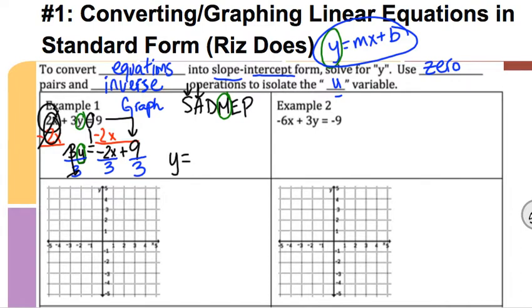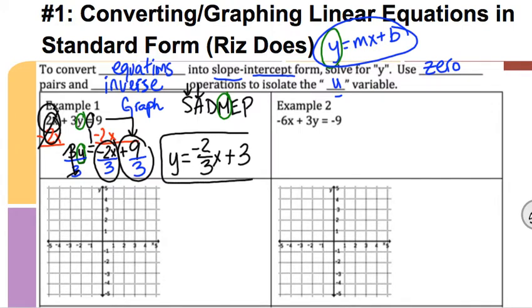Does 3 go into negative 2? No, it doesn't. So I'm just going to write it as a fraction. Negative 2 over 3x. That's from right here. And then does 3 go into 9? It does. 3 goes into 9 3 times. So that'll be plus 3. I've gotten my equation into slope-intercept form, and now I can graph it.